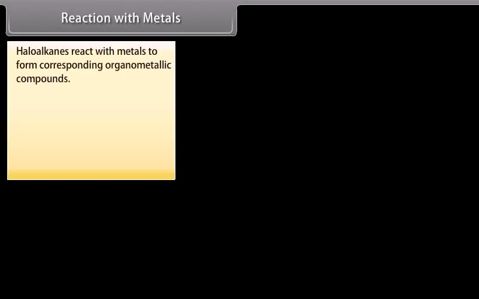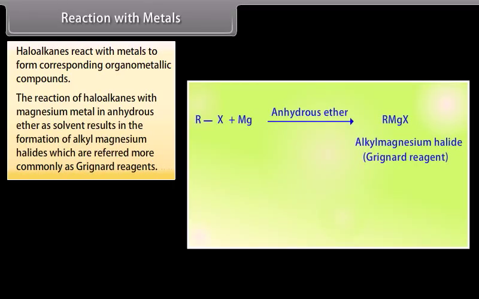Reaction with metals. Haloalkanes react with metals to form corresponding organometallic compounds. The reaction of haloalkanes with magnesium metal in anhydrous ether as solvent results in the formation of alkyl magnesium halides, which are referred to more commonly as Grignard reagents.